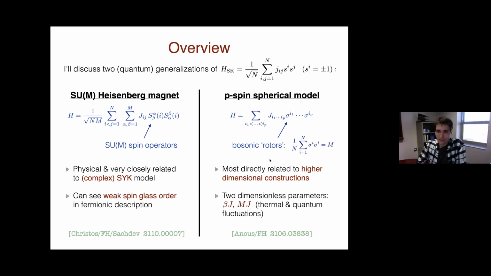And then in the last section of my talk, I will mention this p-spin model, where we consider, instead of these ±1 spins, bosonic rotor degrees of freedom, sigma_i, which parameterize a sigma model. So these sigma_i lie on a high dimensional sphere. They satisfy this spherical constraint, which is just another way of saying that this is a sigma model with a spherical target space and random couplings. And this model is nicely motivated by some higher dimensional constructions in string theory, which I'll mention briefly.